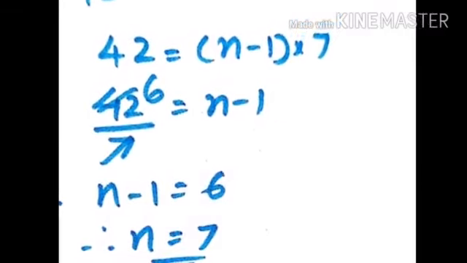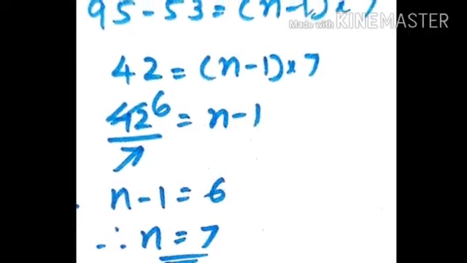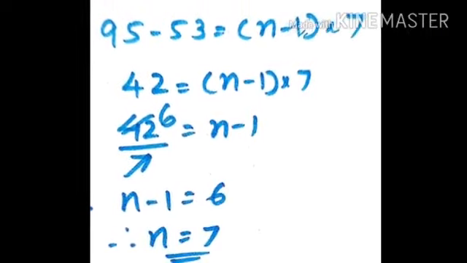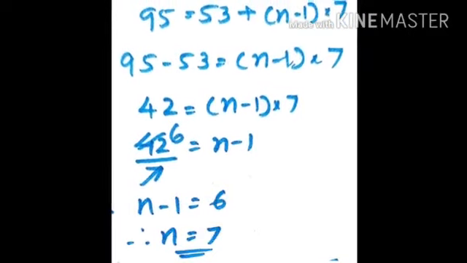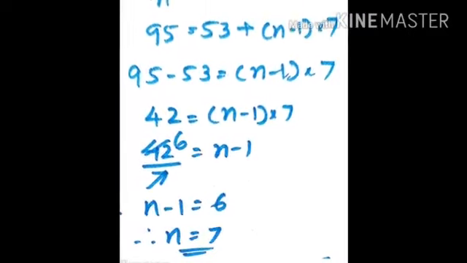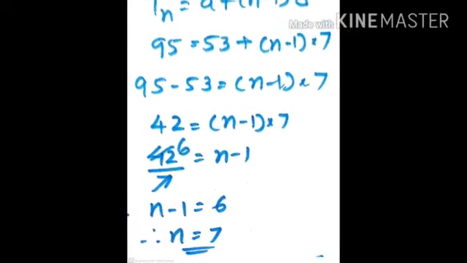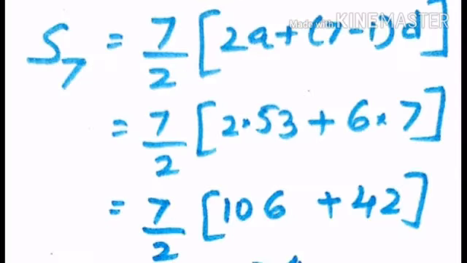Now that this is decided, it is very easy to get the sum of all the numbers in this AP. That is a total of 7 numbers. So we use our sum of all the terms formula, that is S7. So here S7 is equal to 7 by 2, 2a plus 7 minus 1 into d. 7 by 2, and in the bracket 2 into the first term of the AP, 53, plus 7 minus 1 is 6, into the d value, 7.